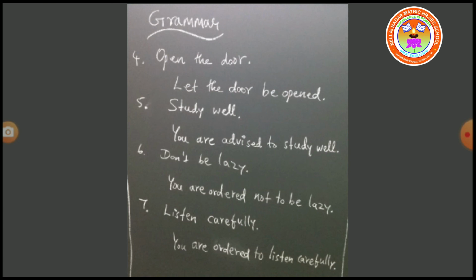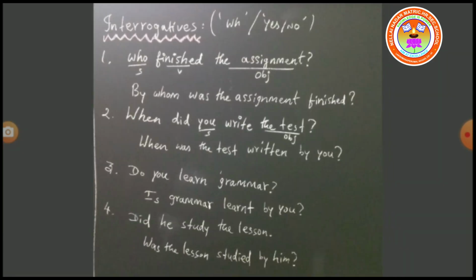For imperative sentences, we have the structure of to plus V1 for positive, not to plus V1 for negative. And next, interrogative sentences. Interrogative sentence means question sentence. How can question sentences be changed into passive voice? We have two different types of questions, that is yes or no type question and WH question.